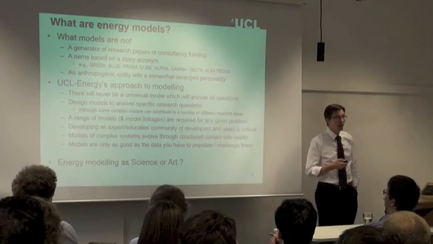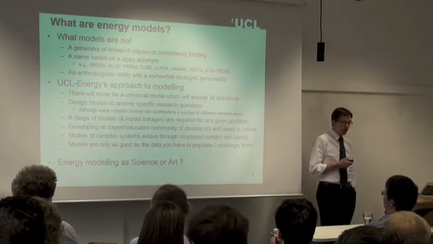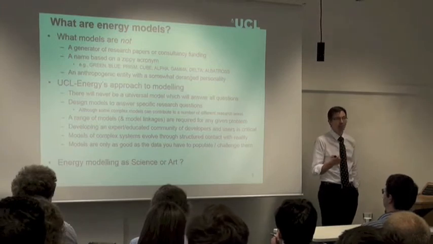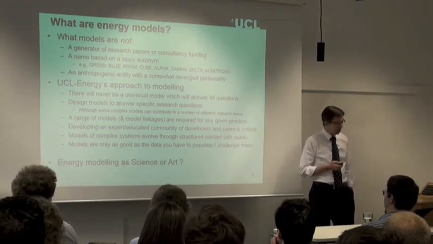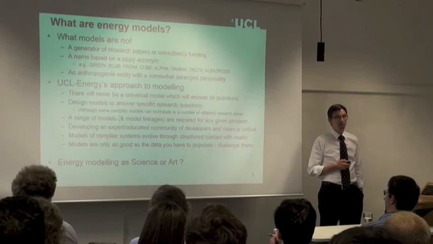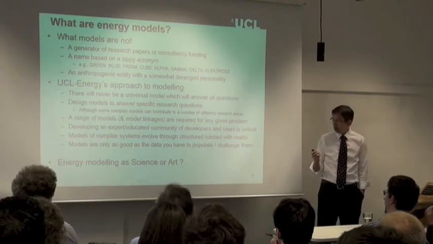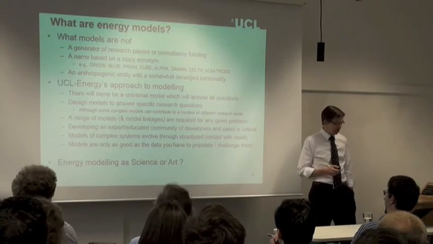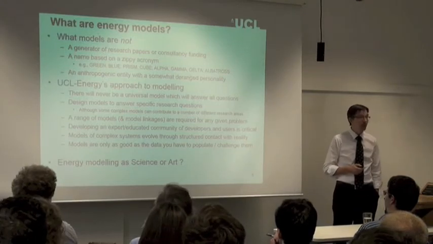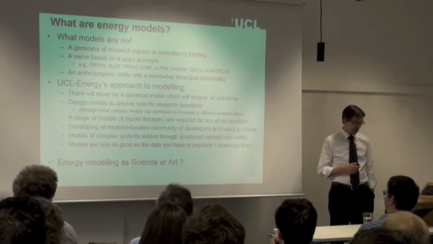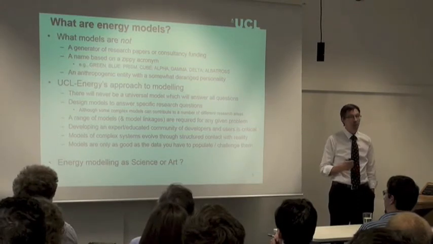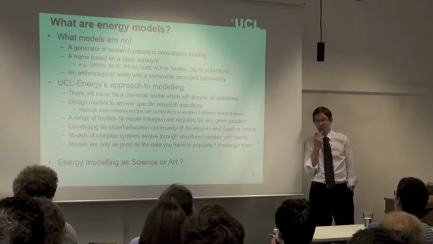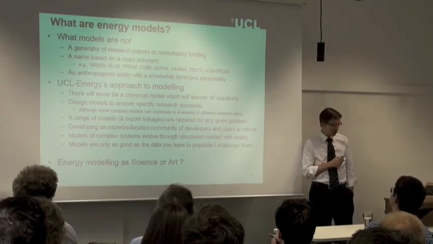Energy models are not a generator of either research papers or consultancy funding. They might be, but strictly speaking, that's not what they are. They're not just a name based on a zippy acronym, and these are real models. You can have the green model or the blue model. You can have the prism model or the cube model. You can have the alpha model, the gamma model, the delta model, or my personal favorite, the albatross model, which is a transport simulation model.